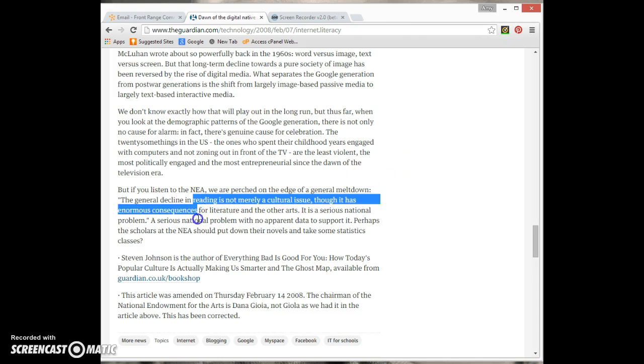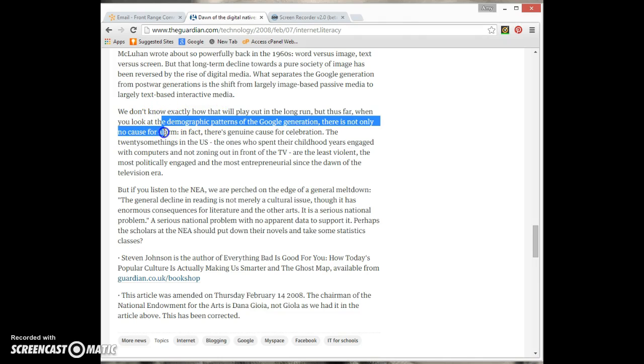And so it's not the dead last paragraph, because I do think you have most of this represented already, but it's the paragraph right before that where he says there's not only no cause for alarm, in fact, there's genuine cause for celebration. The 20-somethings in the U.S., the ones who spent their childhood years engaged with computers and not zoning out in front of the TV, are the least violent, the most politically engaged, and the most entrepreneurial since the dawn of the television era.